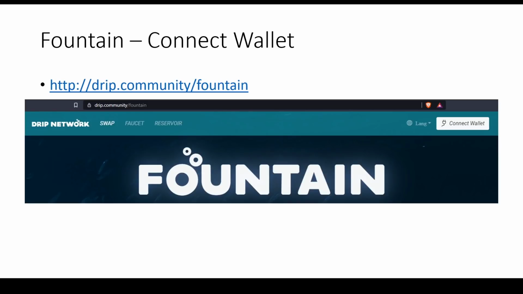So again, the main swapping contract is called Fountain. There's the website address, drip.community/fountain. And when you come here for the first time with your MetaMask wallet, you're going to click on this button here and connect your MetaMask wallet to the Fountain contract.